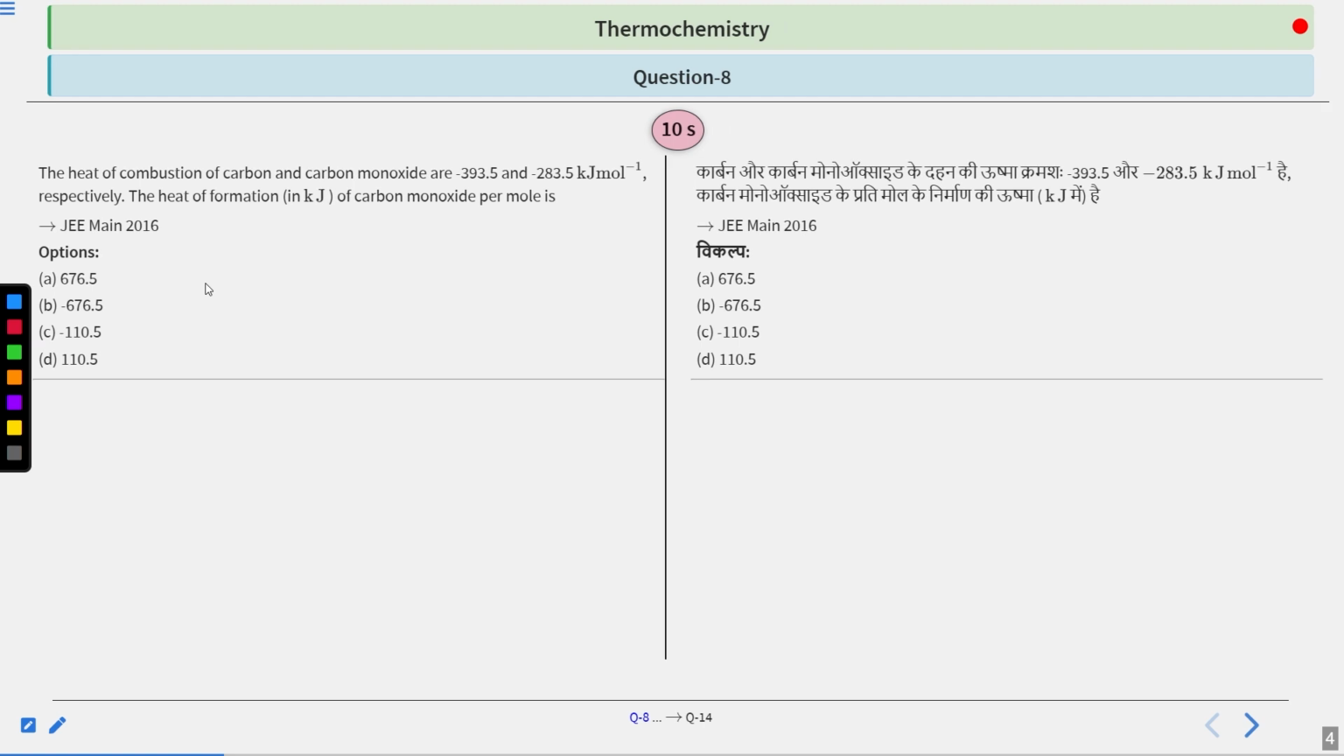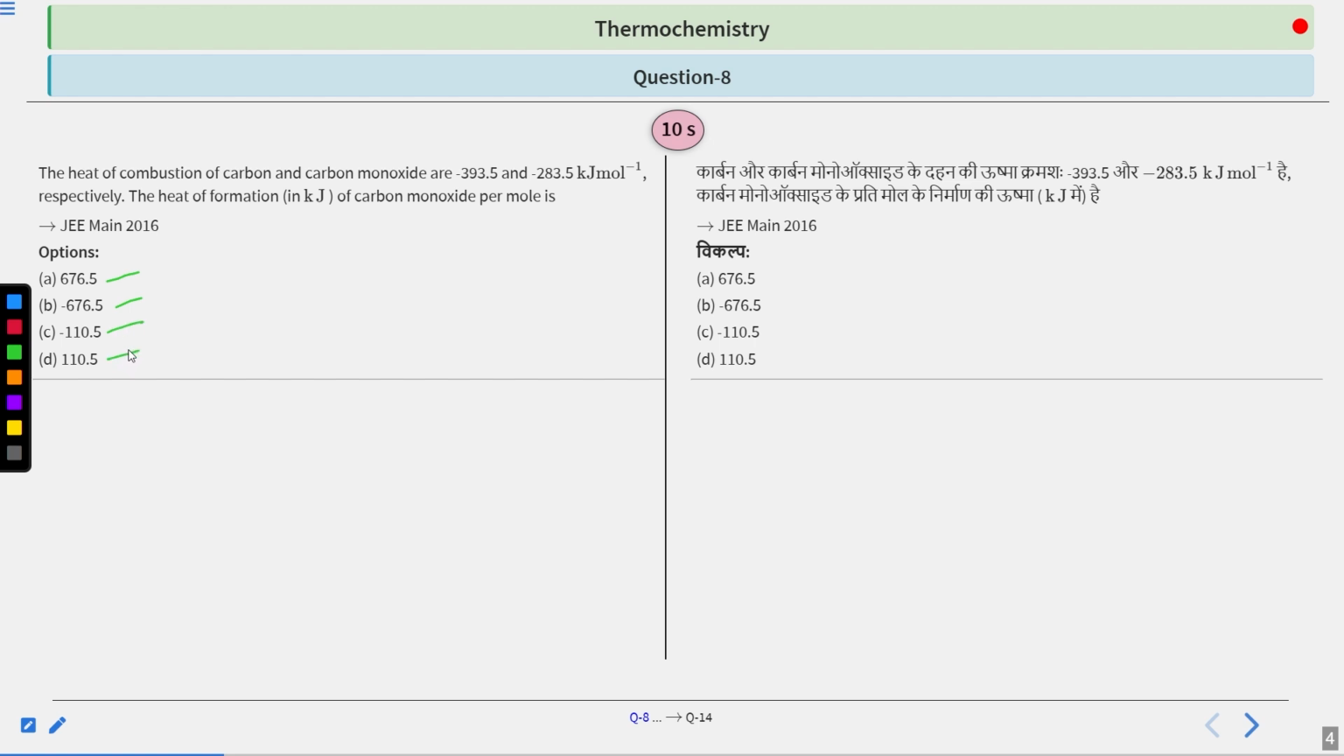First question, question number 8. The heat of combustion of carbon and carbon monoxide are minus 393.5 and minus 283.5 kilojoule per mole. The heat of formation in kilojoule for carbon monoxide per mole is, so the options are A 676.5, B minus 676.5, C minus 110.5, and D plus 110.5.